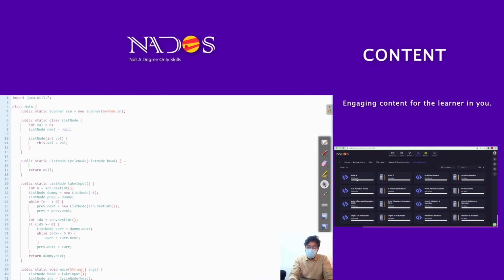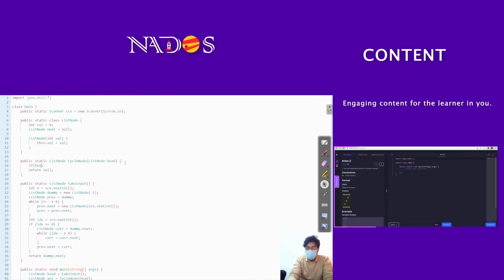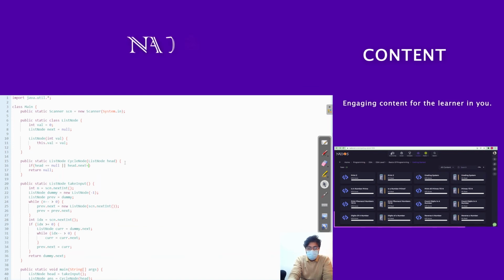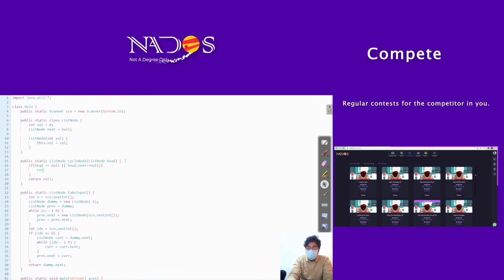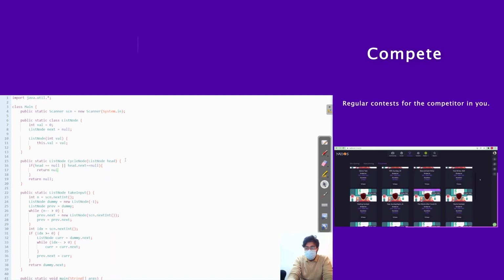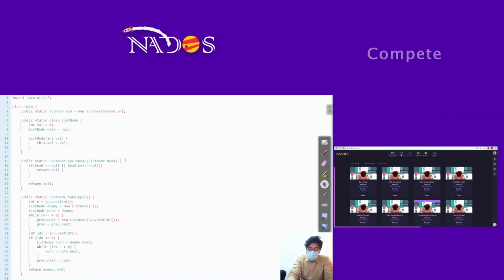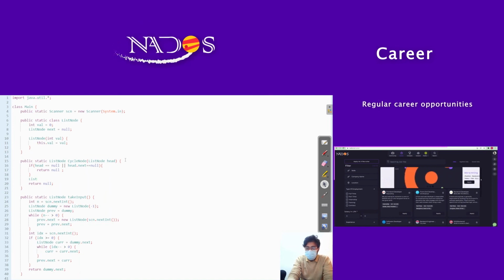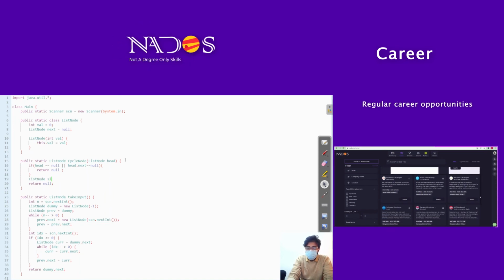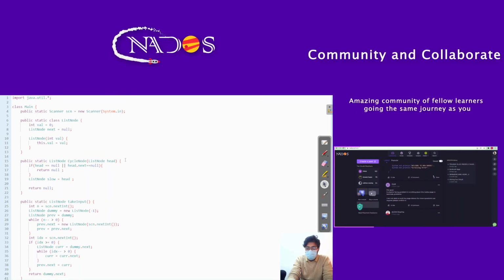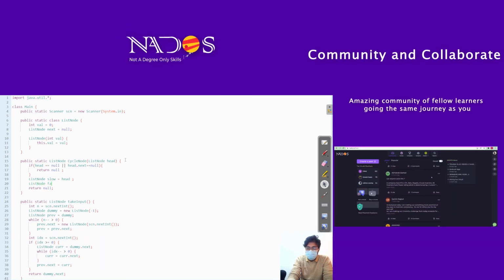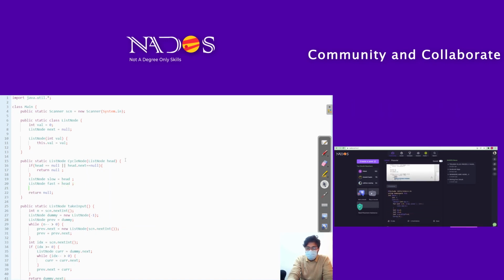First of all, the first thing we need to do is the base case. If head is equal to null, or if head.next is equal to null, what does it mean? If there is no head or if there is only head, there is no cycle. Head alone cannot create a cycle. Then let's take slow and fast. ListNode slow is equal to head, and ListNode fast is equal to head.